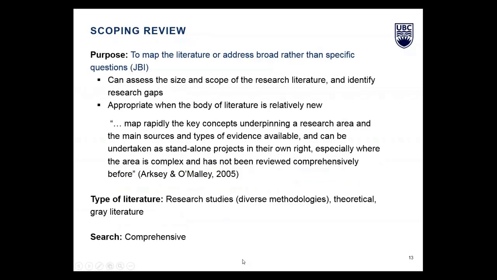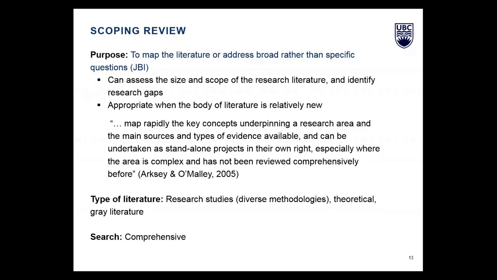There's been a lot more written in the literature about scoping reviews. The problem is when you read them, you're not sure, are they really talking about an integrative review or starting to talk about a kind of a rapid review? So we're using a particular definition for a scoping review that starts with Arksey and O'Malley's work in 2005. And the purpose is really quite different. This is really to map out the literature or address a very broad rather than a specific question.